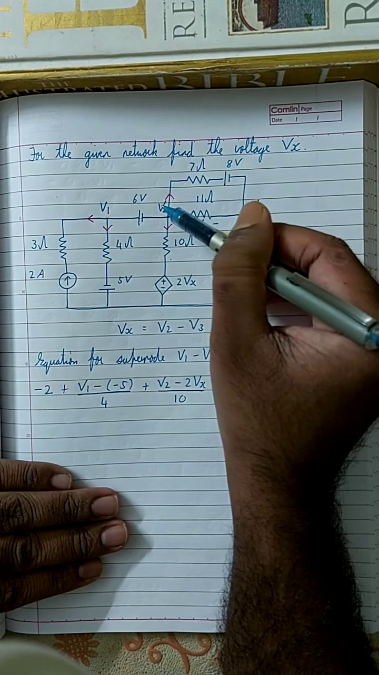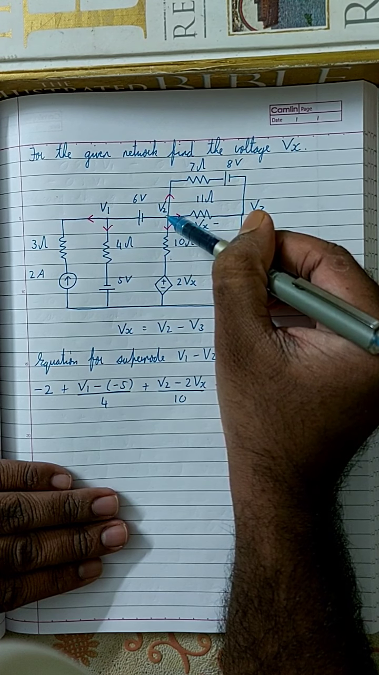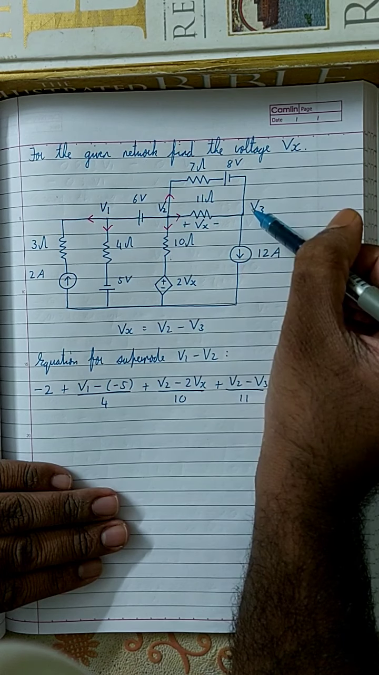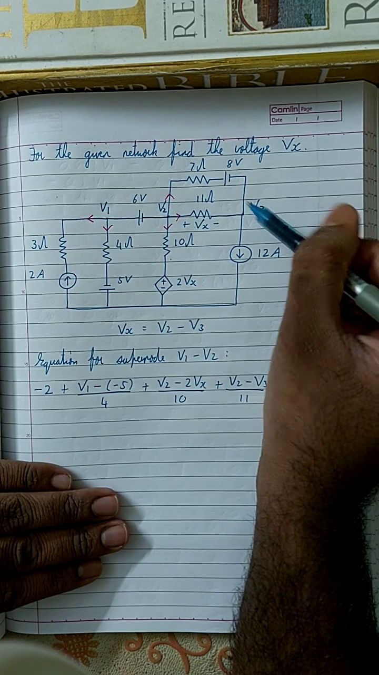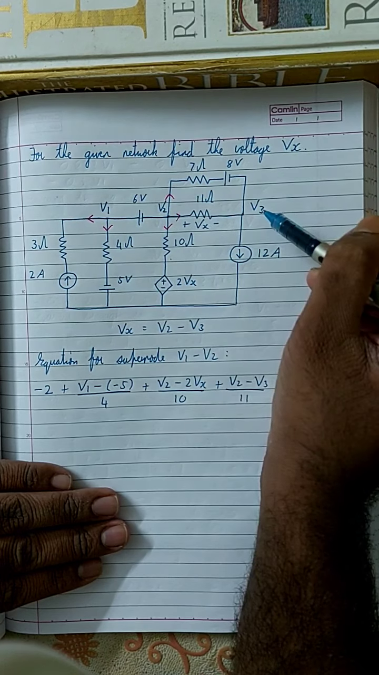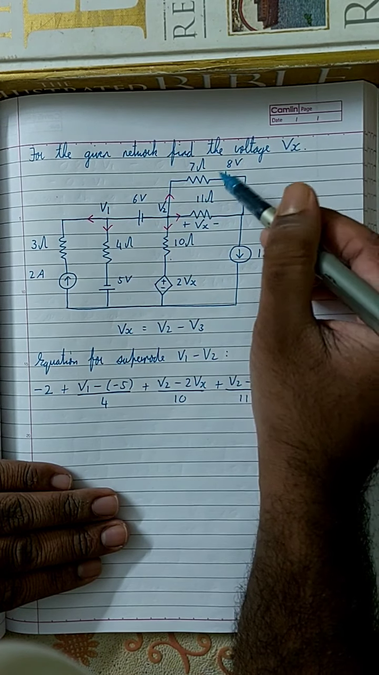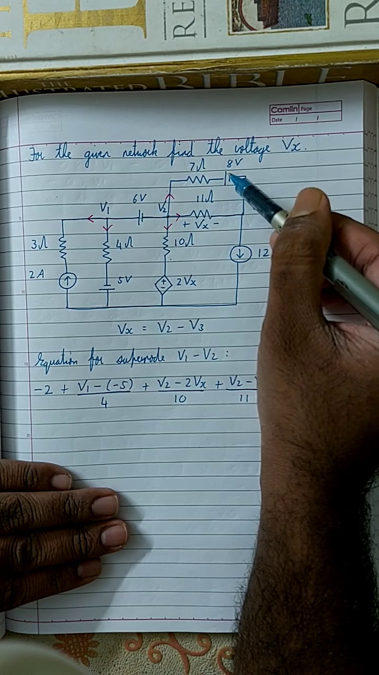Here you can see the current is flowing from V2 to V3, right? That is, V2 is the higher potential and V3 is the lower potential. So therefore V2 is positive and V3 is negative, that is V2 minus V3. But what about this 8 volt? Is it plus 8 volt or minus 8 volt?